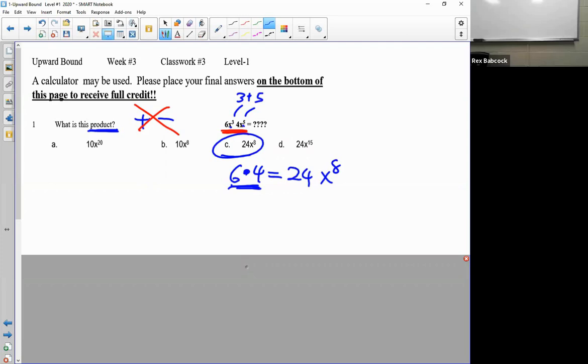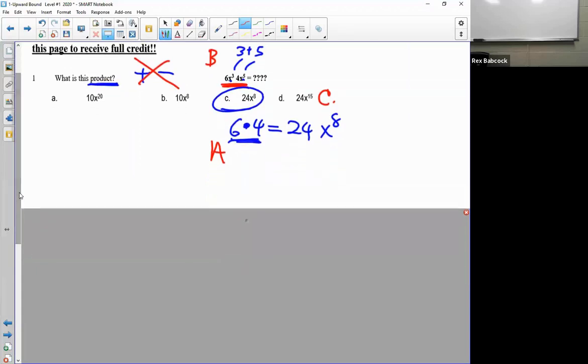And if I was labeling these so I could follow them later, I'd say A, B, and C. That's the order I did them in. You don't have to do the numbers first. That's just the way I was taught. Questions on 1? Okay, let's go to 2.